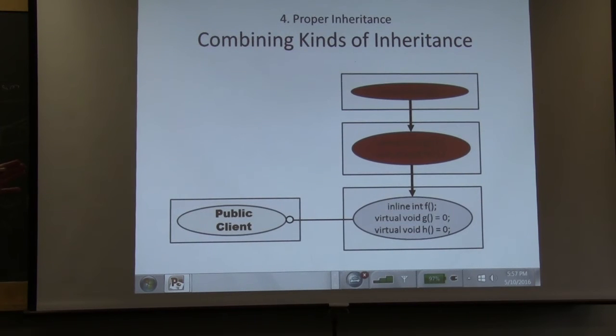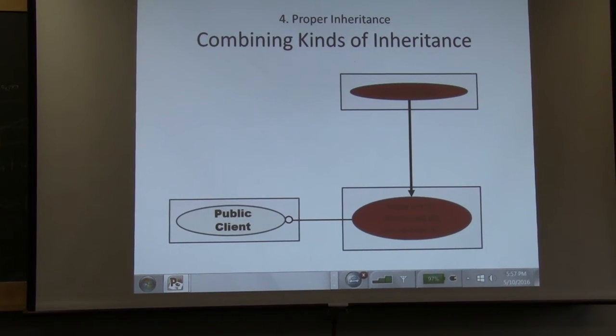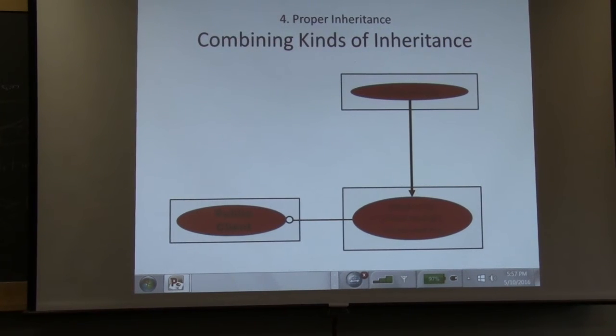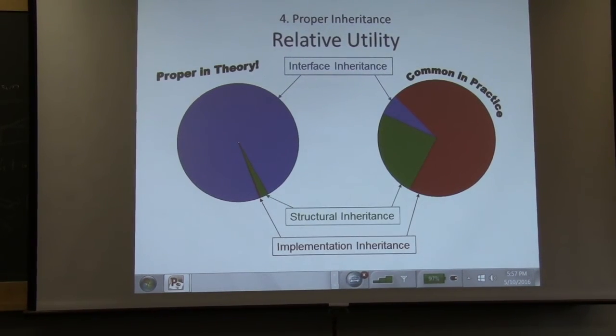That's structural and interface inheritance in some sense in one place. Once I move this down, once I get rid of that, now the public client is bound to stuff that it wasn't before compile-time coupled to, which again adulterates the client with this unnecessary dependency. So rather than do that, we keep it the way it was. We don't do that. We keep them separate.